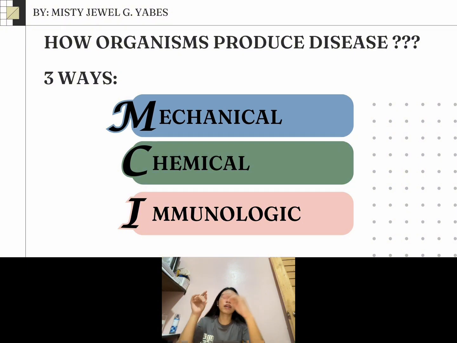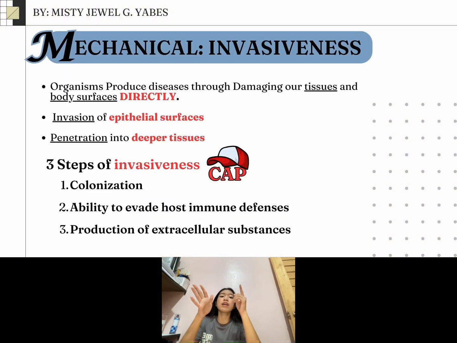So, first, let's tackle the mechanical. Under mechanical is the invasiveness. Here, organisms produce disease through damaging our tissues and our body surfaces directly. It involves the invasion of the organisms to our epithelial surfaces, and their penetration into our deeper tissues. Under mechanical, which is invasiveness, we have three types of invasiveness.